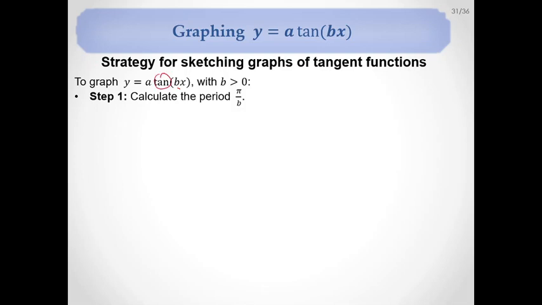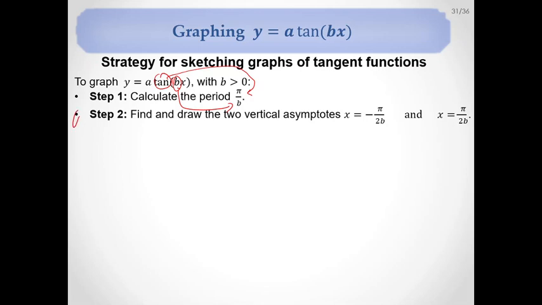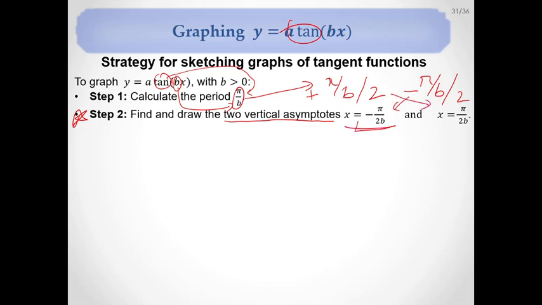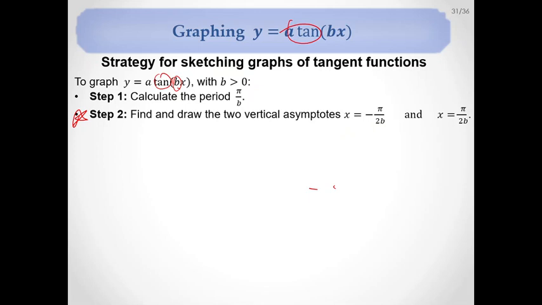First, you find the period. The period of tangent is pi, and the coefficient of x is b, so we calculate the period as pi over b. And then, this is an important step for tangent only, you find two vertical asymptotes. You divide the period by 2, and then make plus and minus, and you will get these asymptotes. The vertical asymptotes are always of the form x equal to something. So this is one asymptote, and the other asymptote is pi over 2b.